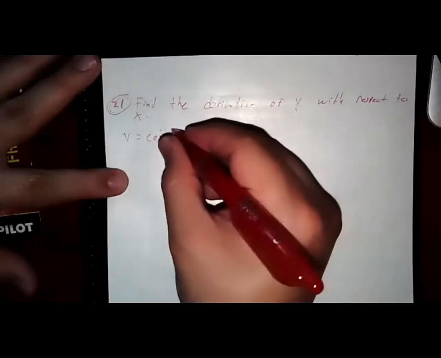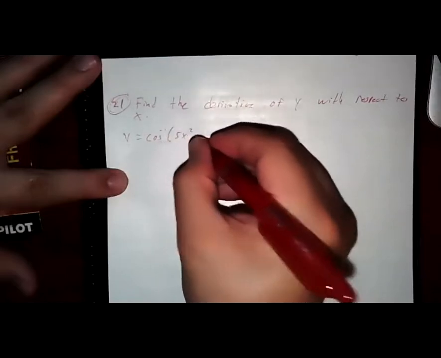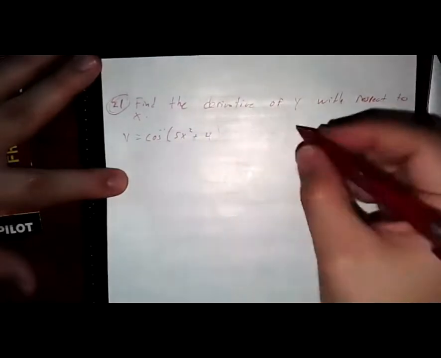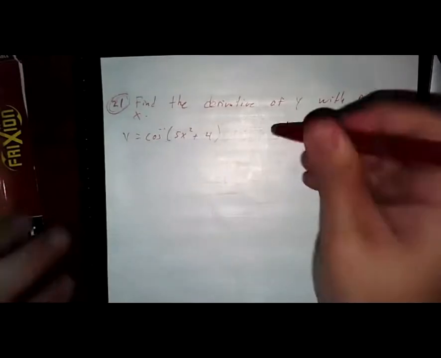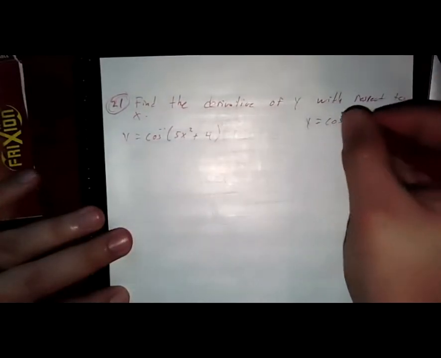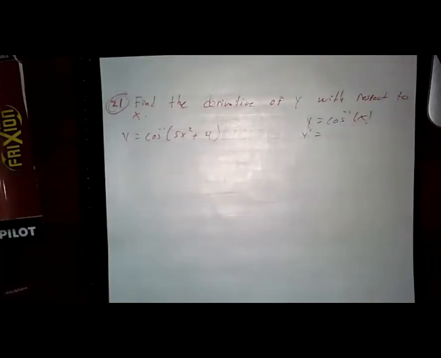Find the derivative of y with respect to x. y is equal to this. Now the formula for the derivative, I'll give you the formula over here. If y is equal to cosine inverse of x, then y prime is equal to, let me pull up the formula for you here.